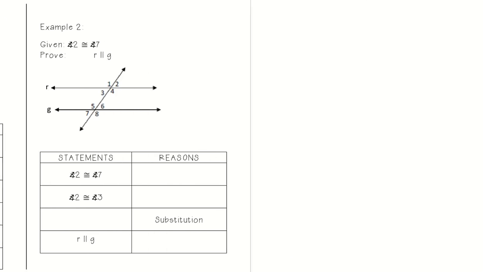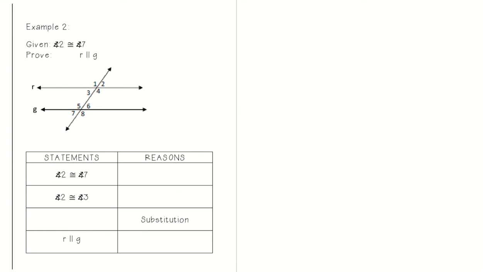All right. Example 2. The first thing I want you to do is mark out the word substitution because it's incorrect in this instance. Okay, I'm going to notice that 2 is congruent to 7 is what I was given, and I'm trying to prove that R is parallel to G. I'm trying to prove parallel lines, so I know that my very last statement is going to be something about the converse, or a converse of one of those statements at the bottom. Okay?